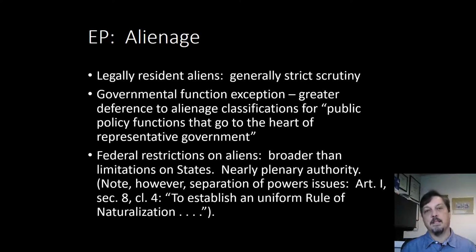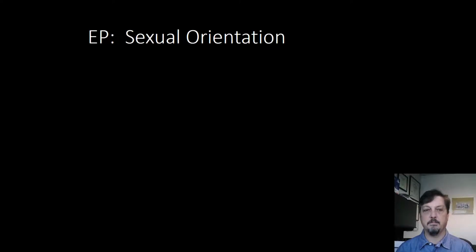We also talked about the fact that federal restrictions on aliens can be quite a bit broader than state restrictions. State restrictions are subject to equal protection under the 14th Amendment. The federal government in the structural constitution has nearly plenary authority about alienage. Although we talked earlier in the semester about separation of powers issues, because it is Congress that has the authority to establish uniform rules of naturalization. And then the question is, what is the role of the executive with respect to what Congress has done concerning what the rules of naturalization might be?